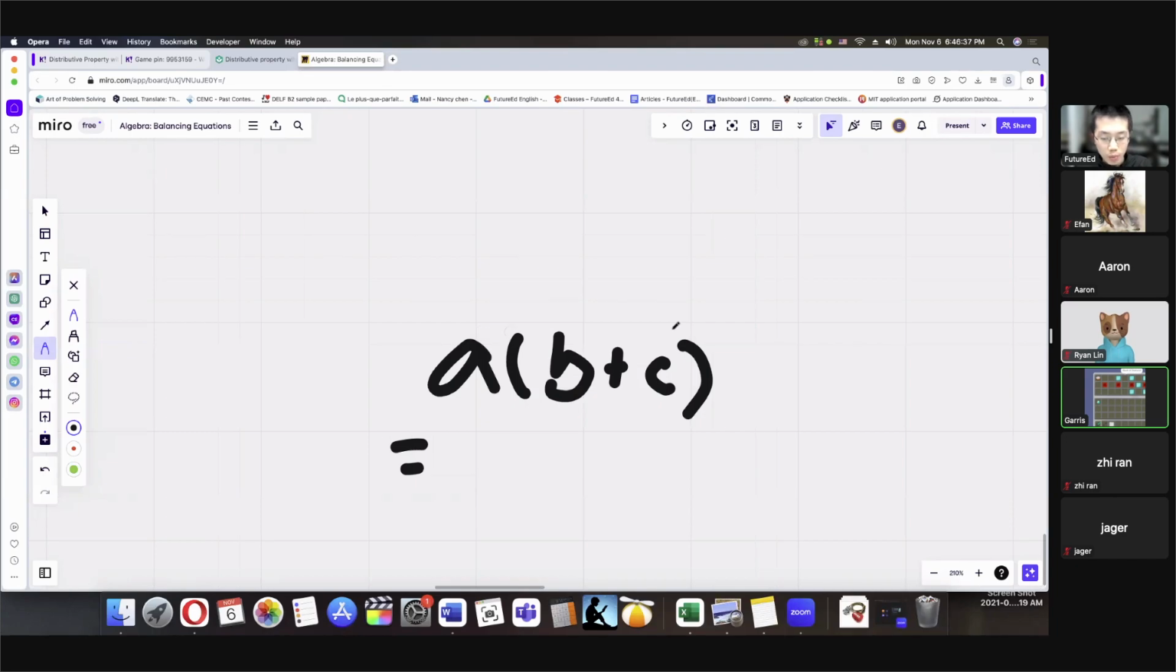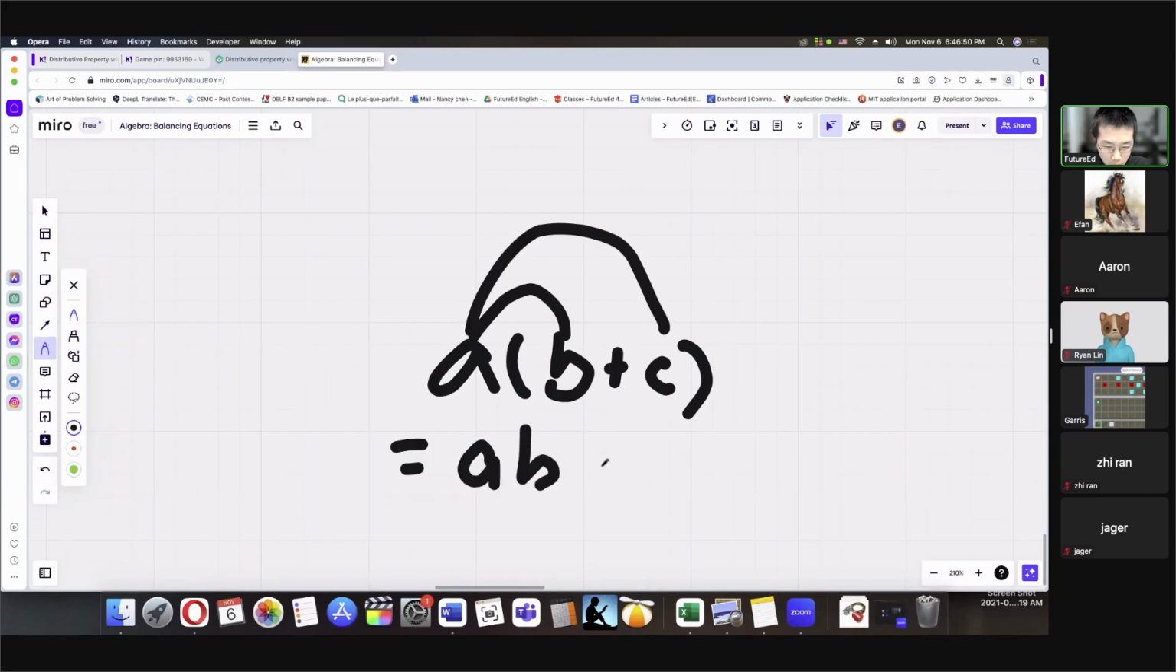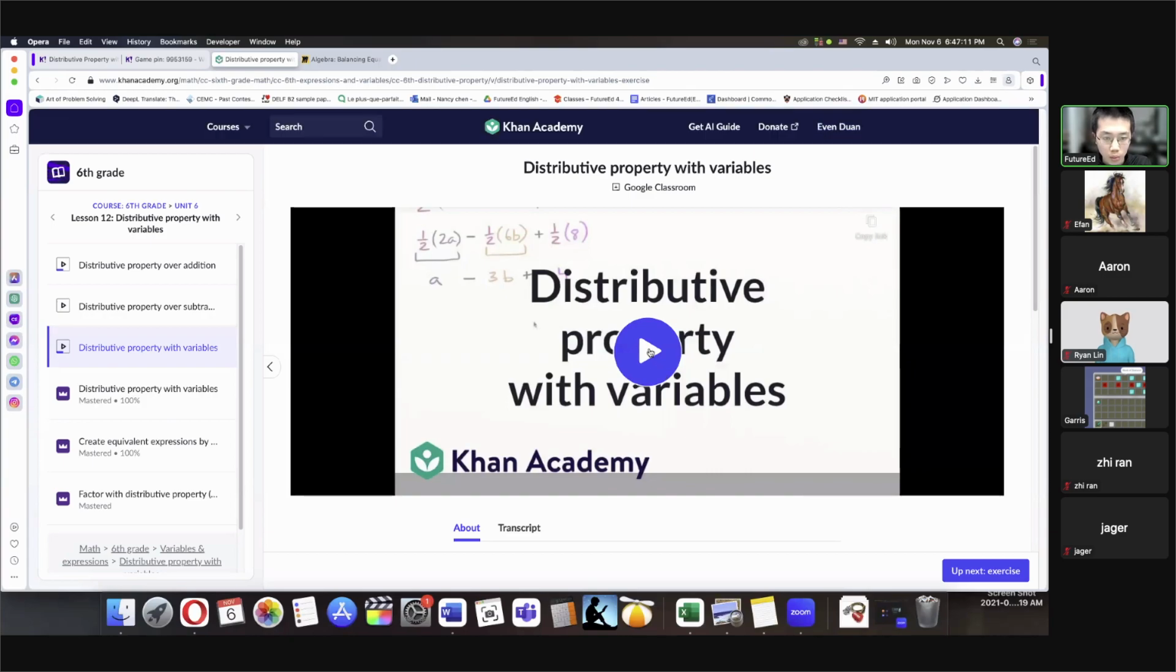So if you have A times B plus C, you can multiply inside. Exactly, you can multiply both of the values inside to get A times B plus A times C. You can do this with any number of variables. You could have A times B plus C plus D plus E all the way to Z, and you can still multiply it all the way out, right? So you can do AB plus AC plus AD plus AE, so on and so forth. So this is basically our first touch with variables.